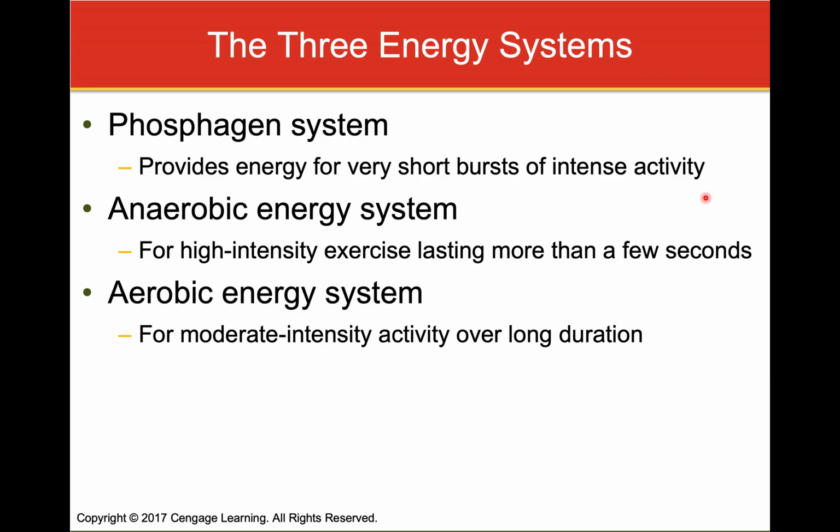Then we have the anaerobic energy system, and this is for high intensity exercise lasting more than a few seconds. So once we exceed the capacity of the phosphagen system with high intensity exercise, we move into the anaerobic energy system. That's for high intensity exercise. The third one, the aerobic energy system, this is for the moderate intensity activity over a long duration.